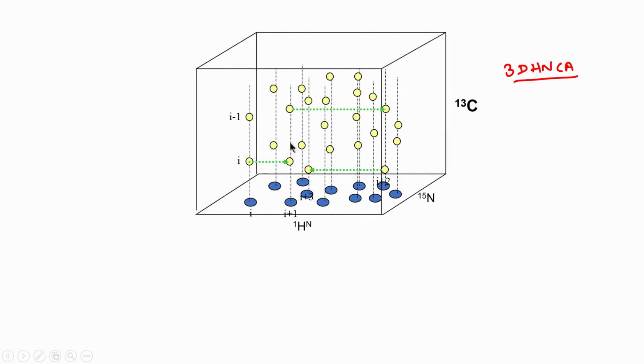Now, in this line, if I go to the top, this is I plus 1, because I plus 1 and I is what you will see on this peak. Now, this peak will be shared with I plus 2, like we saw in the previous slide. Similarly, this I plus 2 will be shared with I plus 3. Like this we can go along the chain by simply connecting the common C alpha chemical shifts.